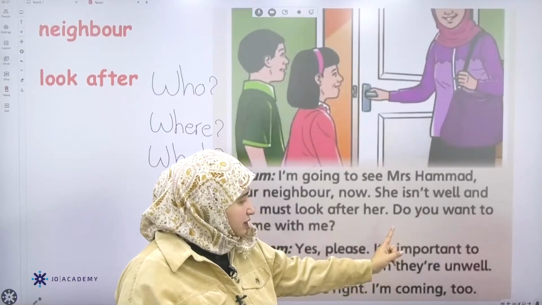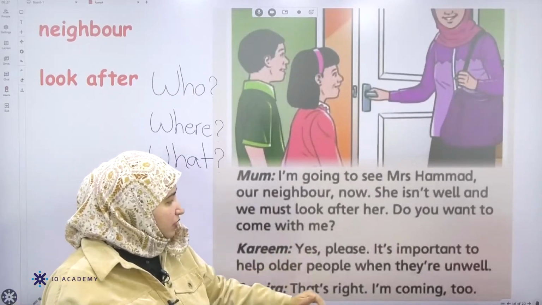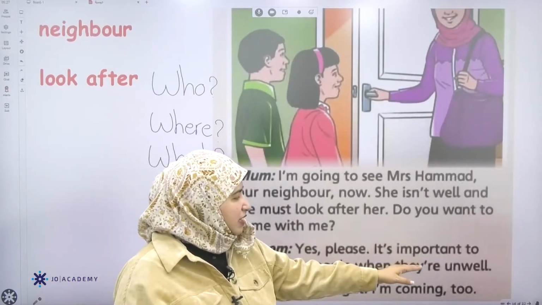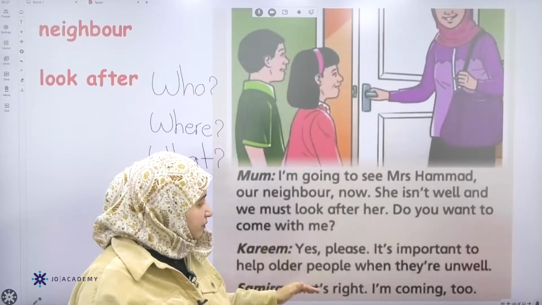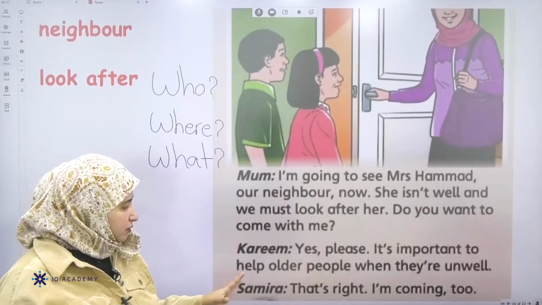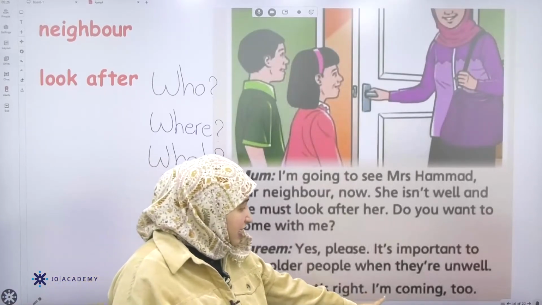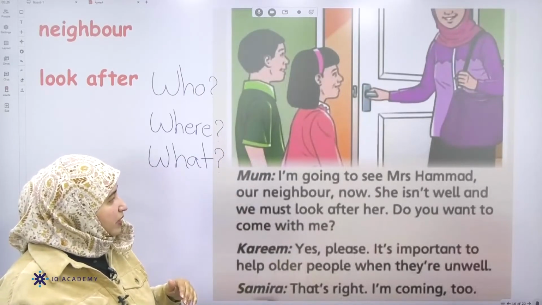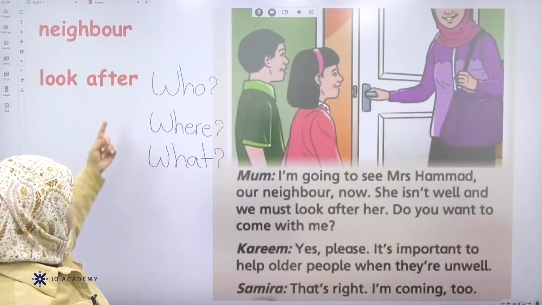It's important, which is the title of our unit, عنوان وحدتنا. To help older people. Important, مهم. To help older people when they are unwell, لما يكونوا بصحتهم مش جيدة. Samira: That's right, صحيح. I am coming too. She wants to come with them, حابة تيجي معهم. Now here we have neighbor and look after.